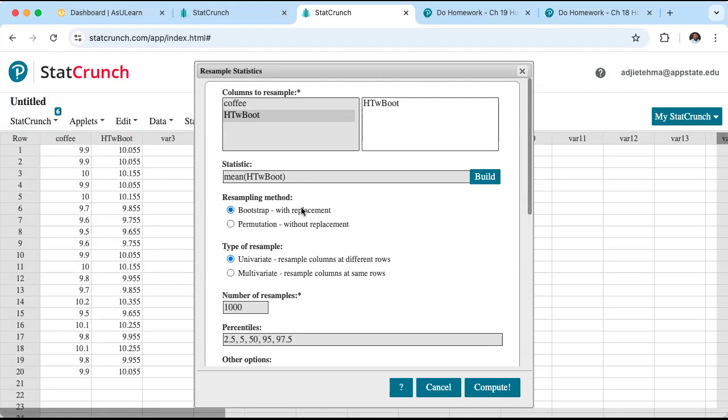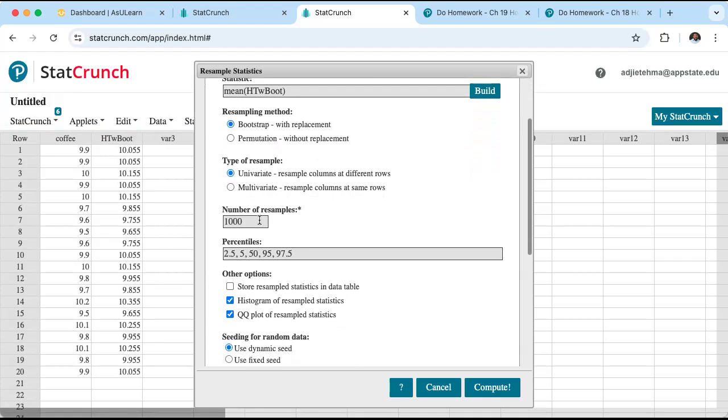Now we double check. It should be bootstrap with replacement, so we are good on that. I think it automatically does that for you. For the number of resamples, we always prefer 1,000. Some people do 999, which is okay too, but we prefer 1,000. And then let's store the resampled statistic. All you have to do is to store this, and then let's do compute.